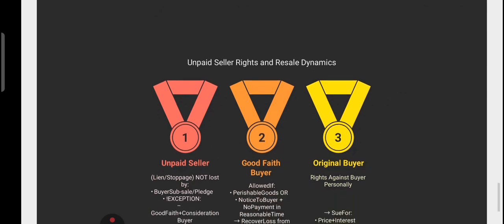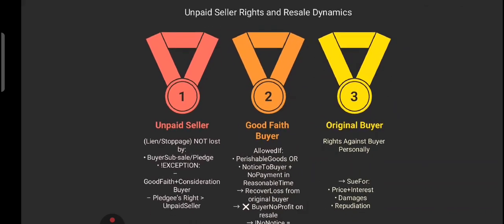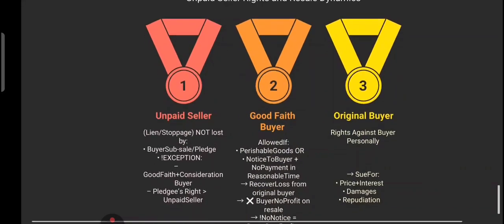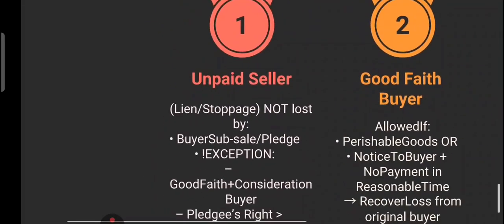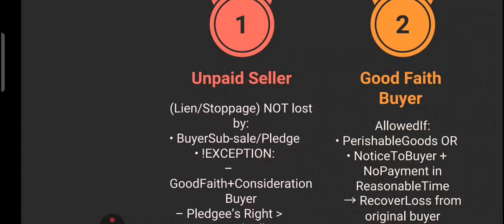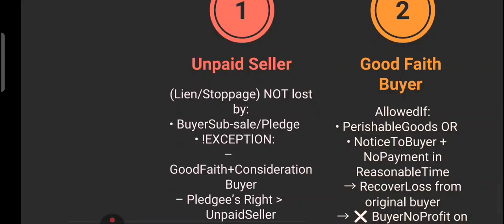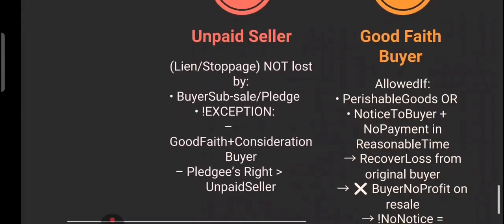Now let's understand the unpaid seller and resale dynamic. So see, when a seller does not get paid, there are certain rights that come into play. So first of all, unpaid seller, what are their rights? Have a look. So look at this particular table. So the unpaid seller can retain possession of the goods using lien or stoppage in transit, even if the goods were subsold or placed with someone else.